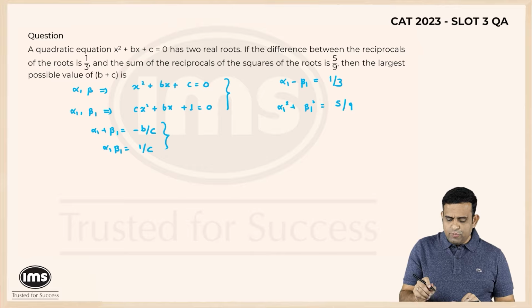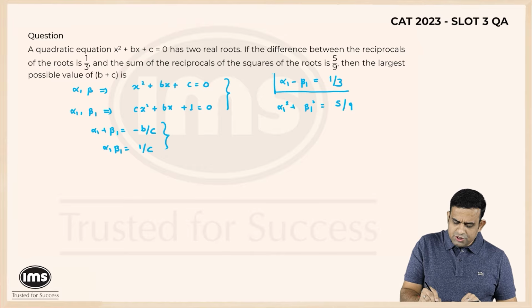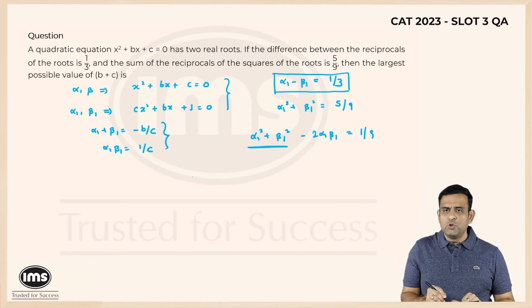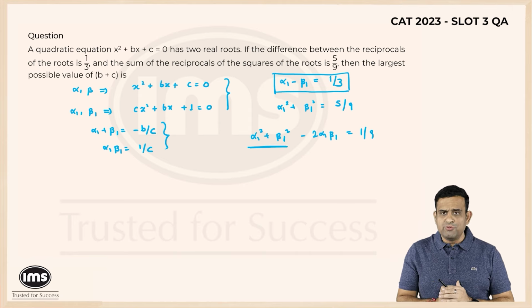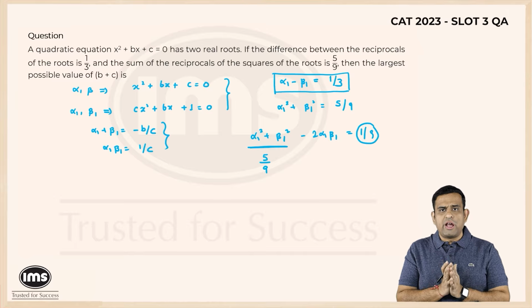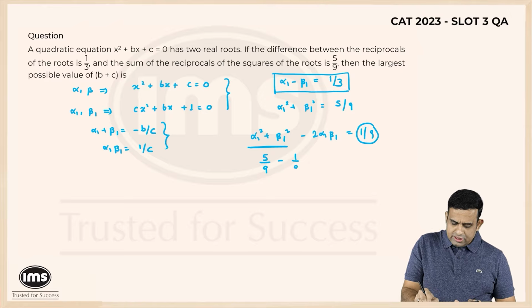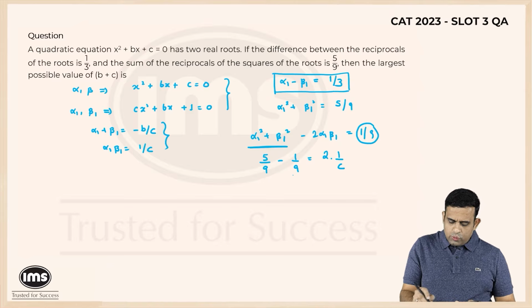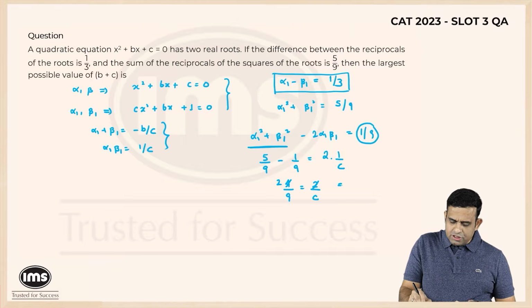At this particular moment, suppose I square this part, it will become alpha 1 square plus beta 1 square minus 2 alpha 1 beta 1 equals 1 by 9. Now this value is known to me: alpha 1 square plus beta 1 square is equal to 5 by 9. So if I put 5 by 9 over here and bring the term 1 upon 9 to the left hand side, this should be equal to 2 times alpha 1 beta 1, which is 2 by c. So what do we get? 4 by 9 is equal to 2 by c. So if someone cross multiplies, the value of c simply becomes 9 by 2.